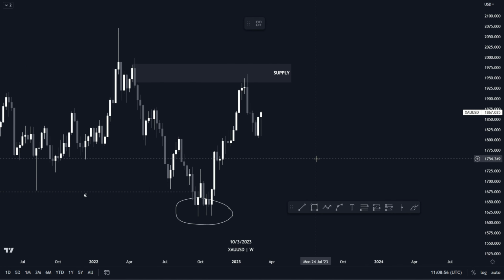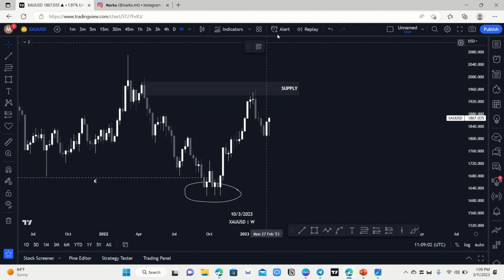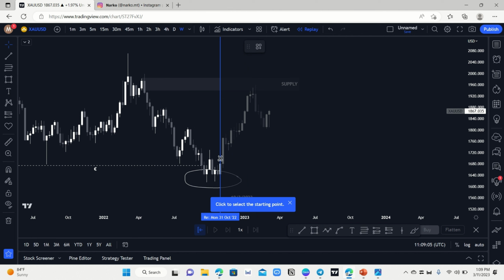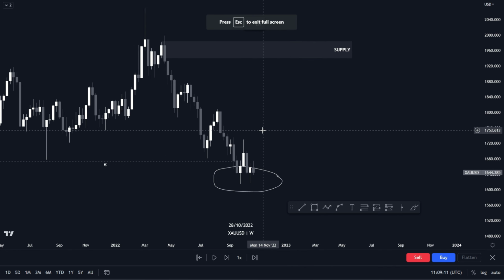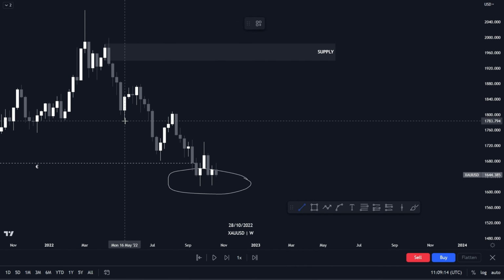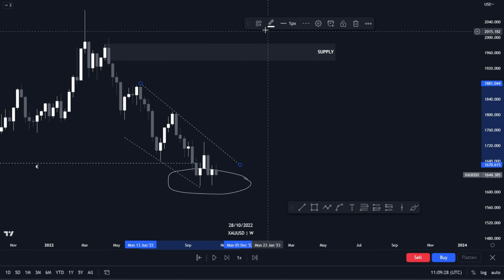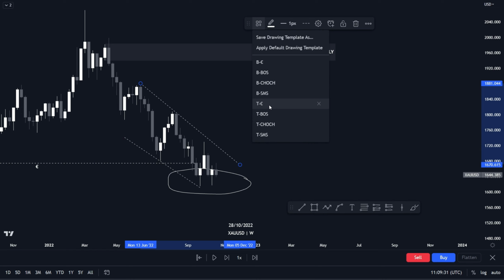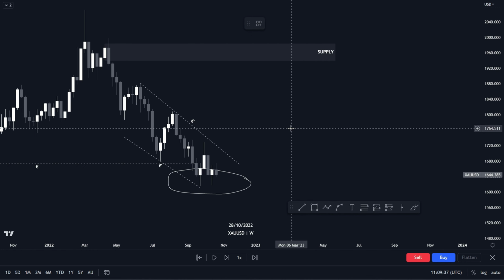Okay, so now let's move to the lower time frames. And as you can see here, if you can cut the charts here, we also have a form of trend line liquidity here. Trend line liquidity here and here. So this is going to be top and this is going to be bottom. Trend line liquidity here.